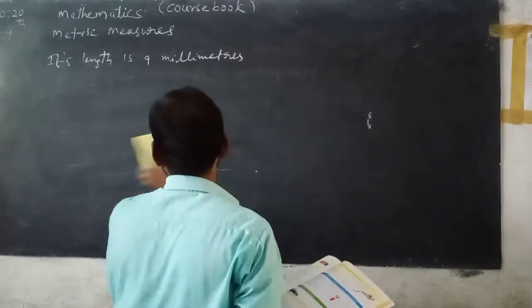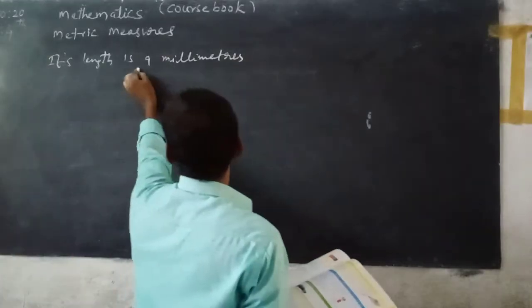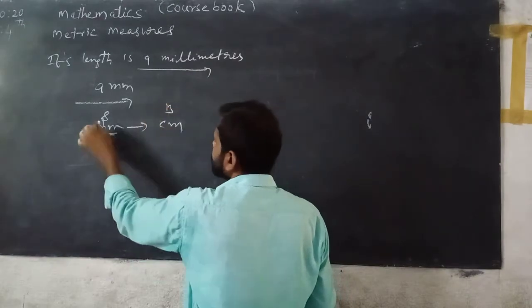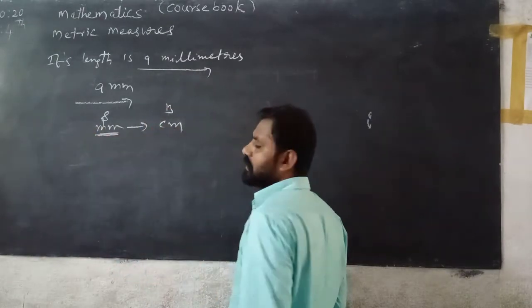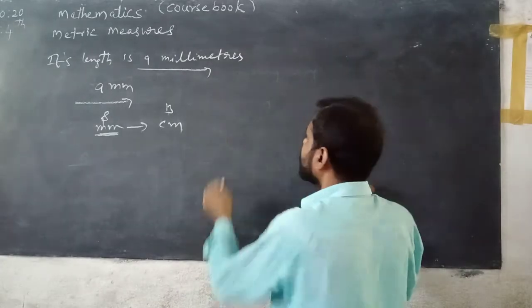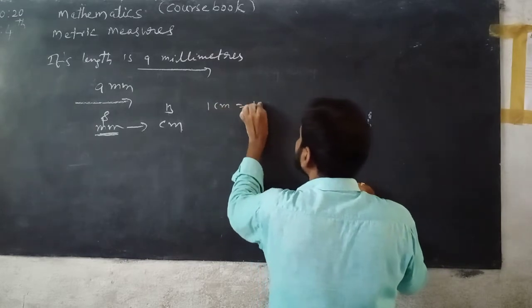Once again I am repeating, listen carefully. Its length is 9 millimeter, beta. So 9 millimeter is expressed into centimeter, means millimeter is converted into centimeter. Millimeter is the smaller unit and this is the bigger unit. Smaller unit to bigger unit, so we have to take division by 10, because 1 centimeter is equals to 10 millimeter.